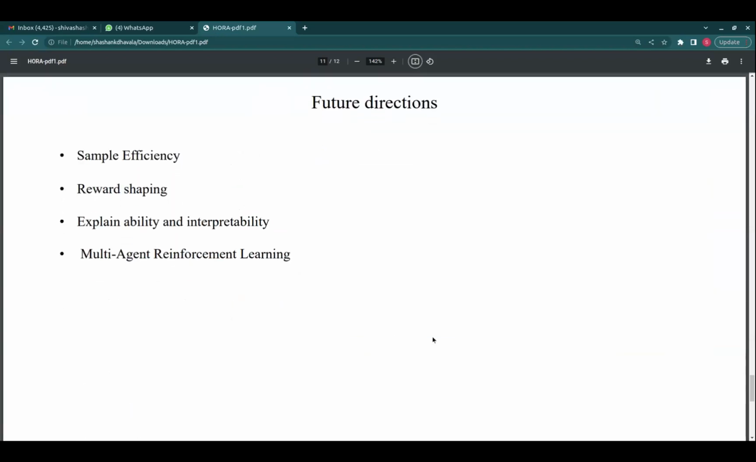So that was a high-level idea as to what we carried out during our study on deep reinforcement learning in the field of video gaming specifically. But if we look at a few future directions, sample efficiency is one thing that has to be worked on. Like we mentioned, the amount of data that's required is huge, and we need to increase the efficiency of the samples we have. Next is reward shaping.